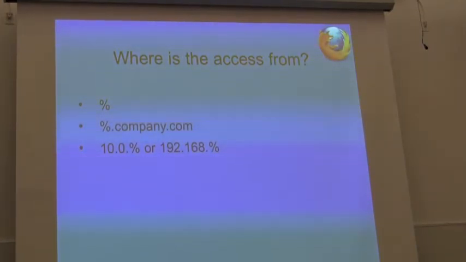So where's the access from? This is what your host column might look like if you said select user, host. Percent is the multi-character wildcard in MySQL. Underscore is a one character wildcard. So if the access is from percent, it means allowed from anywhere. If the access is from percent.company.com, it's any machine with a host name of that. Now, host names can be spoofed, but at least it's a little better. They have to do a little more work, right?